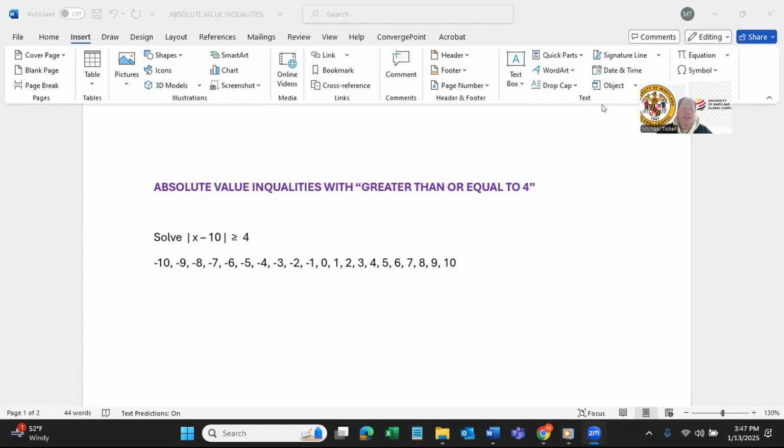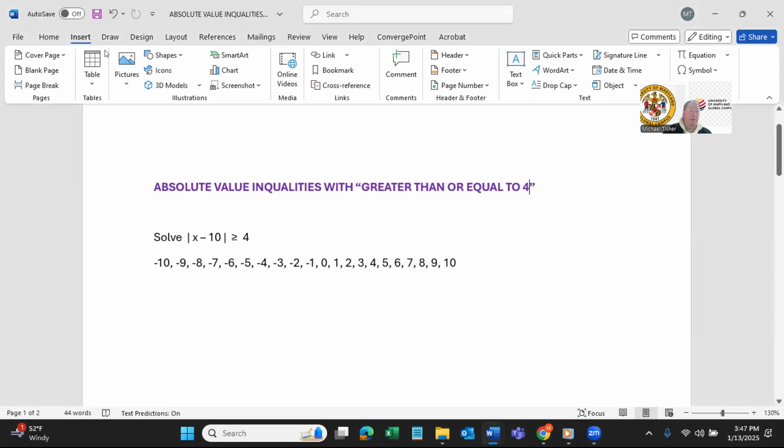Hello, everybody. Today, let's solve some absolute value inequalities with greater than or equal to 4. So, for example, let's solve the absolute value of x minus 10, closed absolute value, greater than or equal to 4. Before we do that, let's get some ideas of what kinds of numbers we can take the absolute value of that'll be greater than or equal to 4.